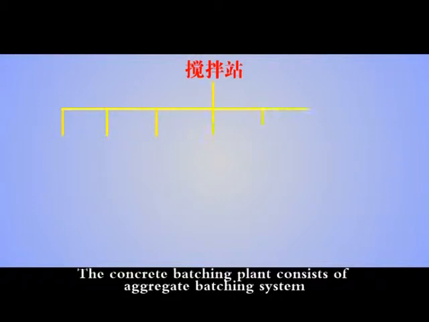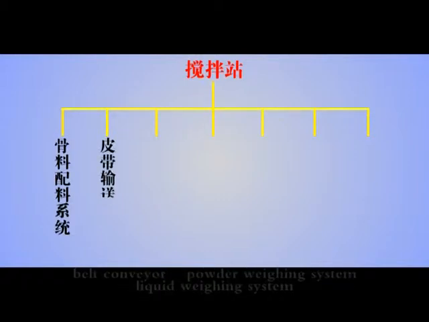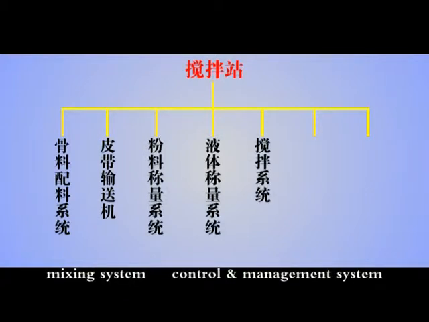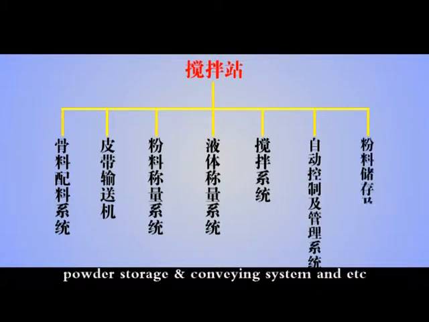The concrete batching plant consists of aggregate, powder and liquid weighing systems, conveyor belt, as well as mixing, control, storage, and other related systems. Component structure and features.